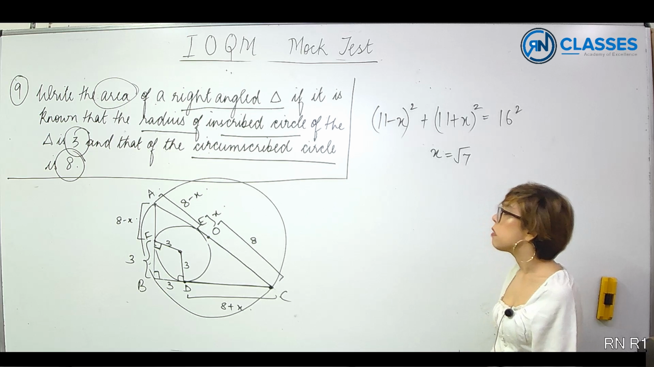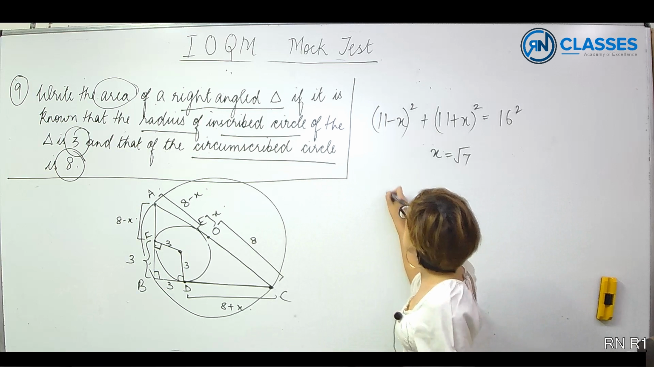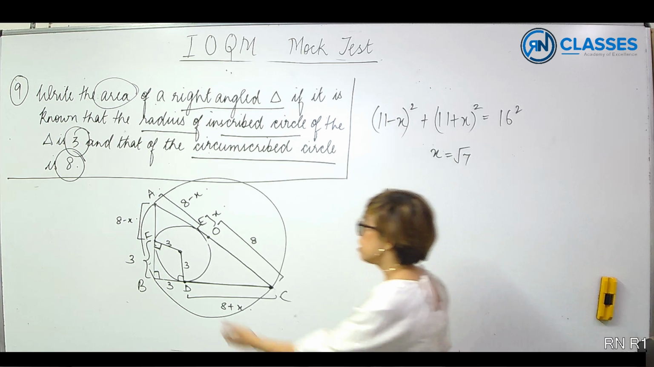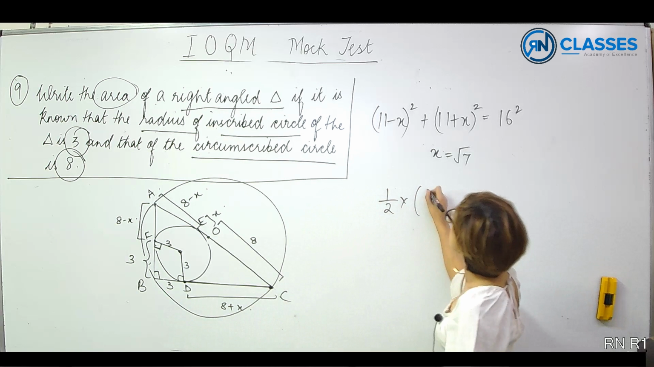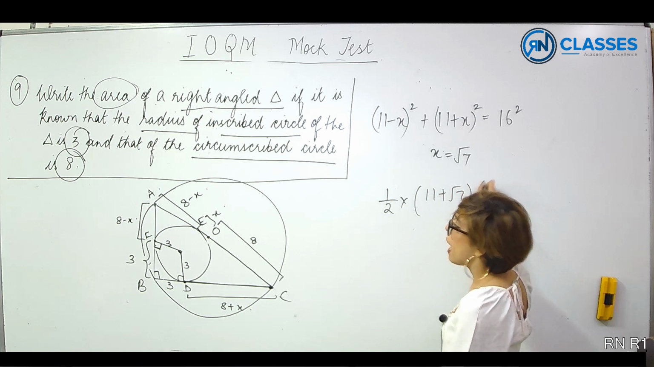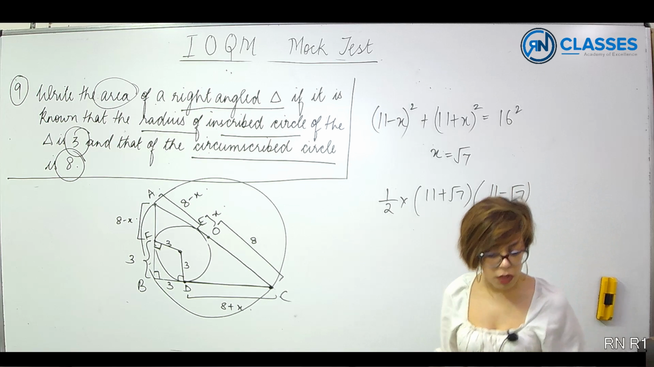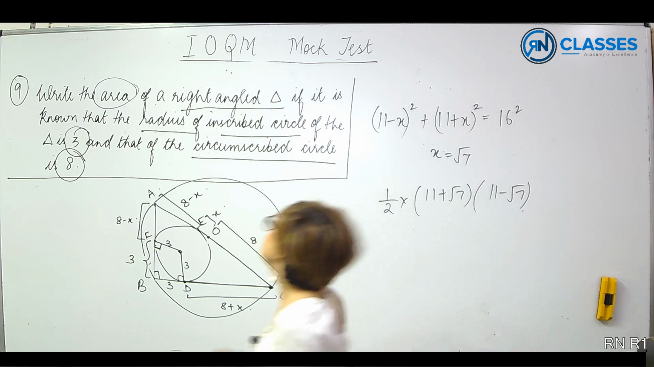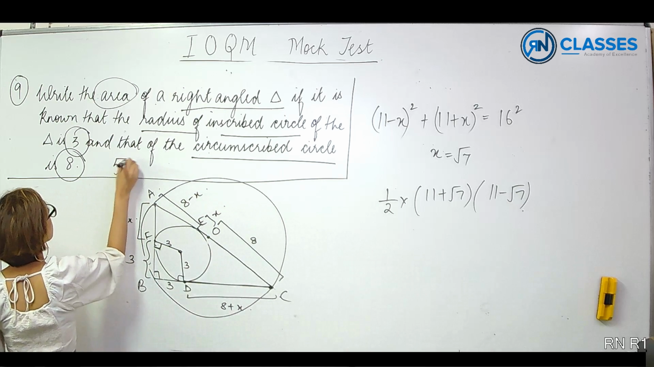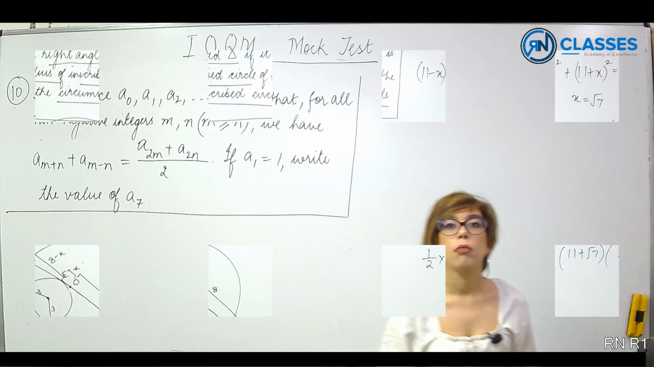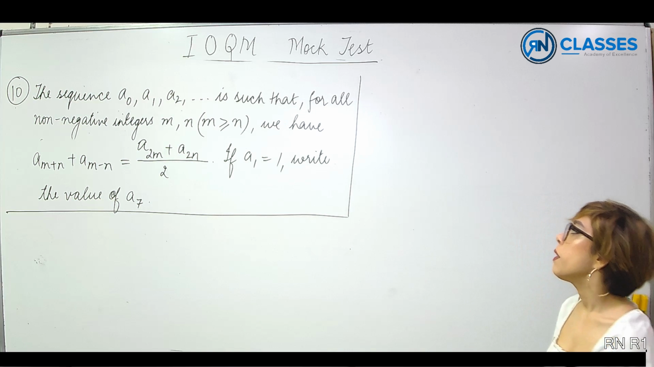Right? Root 7. Now, I need to find the area. So, half. BC is nothing but 3 plus 8 plus root 7. So, that means 11 plus root 7, and that is 11 minus root 7. Right? You can find out the value and the answer will turn out to be 57. Alright. On to the next one.